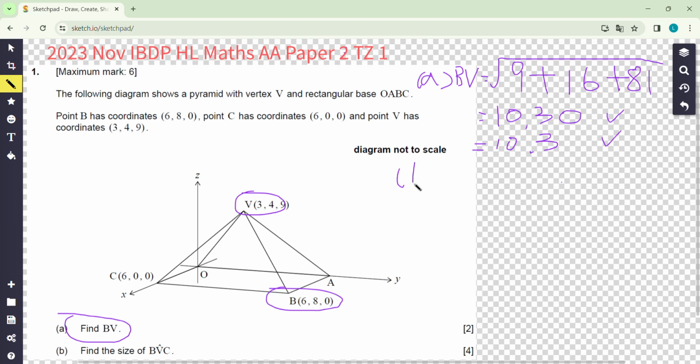So B, okay, talk about what is the angle BVC. First, mark the angle BVC on the diagram. Okay, and then look at the question, pyramid, vertex. Oh, so these two lines are the same, both are 10.3. So you mark 10.3 here, it helps you. Always remember, mark the thing on the diagram.